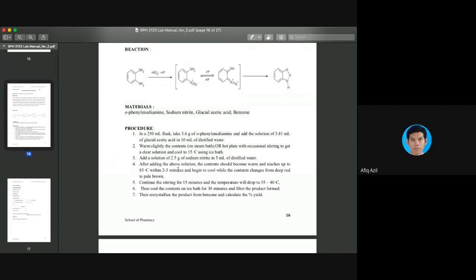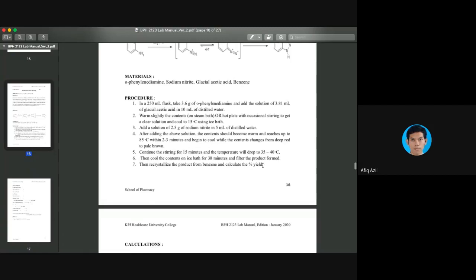Within 2 to 3 minutes it begins to cool while the contents change from deep red to pale brown. So the temperature rises only for a while, 2 to 3 minutes, then it will start to cool back down. Continue the stirring for about 15 to 20 minutes, and the temperature will remain the same at about 35 to 40 degrees Celsius. You further cool the mixture in an ice bath for 30 minutes before filtering the product formed.